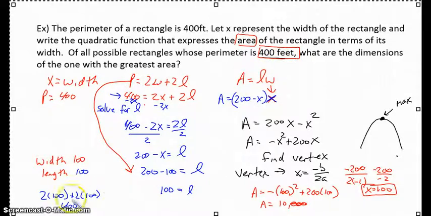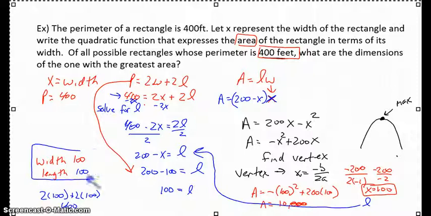So that's going to give me the one that has the greatest area. The area would actually be 10,000. I didn't really need to find that. I needed to find the individual length and the individual width. So again, to sum up what I did here, I had to find only the x value of the vertex, and then to find L, plug it into this equation here. So my answer is 100 feet by 100 feet.